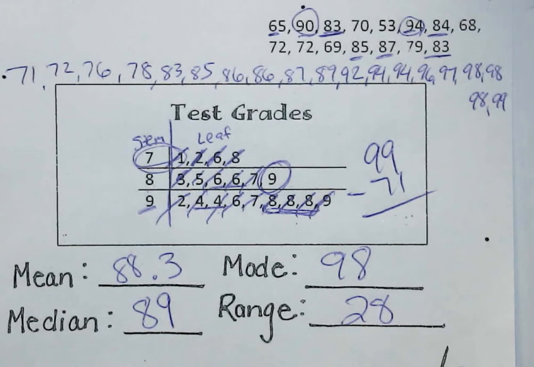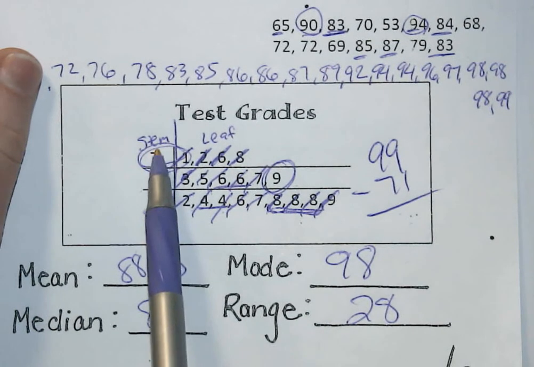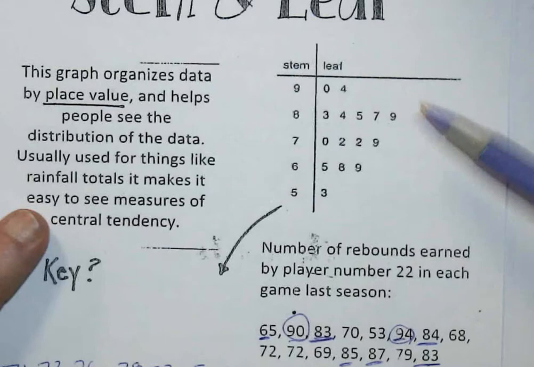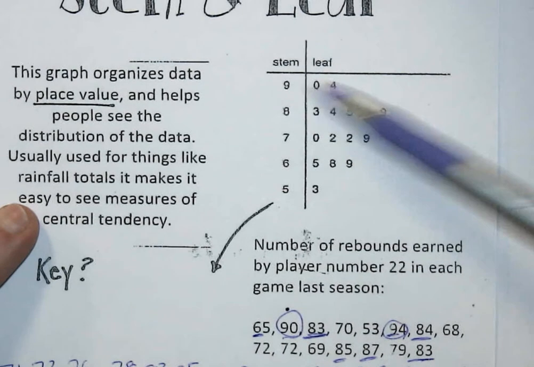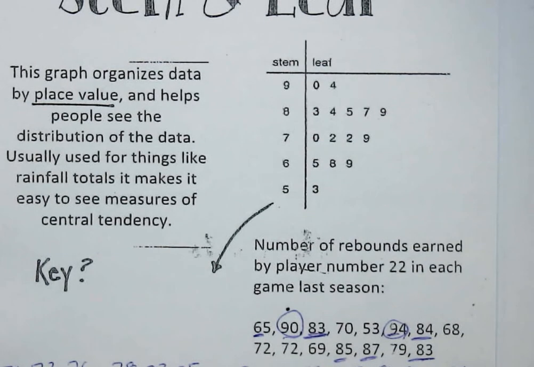So stem and leaf plot is just another way to organize data. You're separating the 10s and the 1s. It's all about place value. And remember that whenever you make a stem and leaf plot, you always want to start from smallest to largest, like in the test grade example, or you can start with your largest numbers and then work your way down. Either way, it does need to be in order because that helps you be organized.